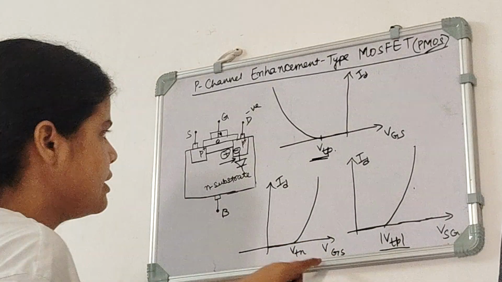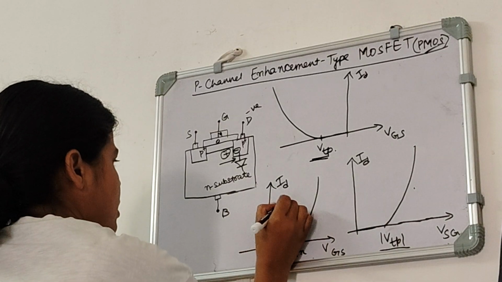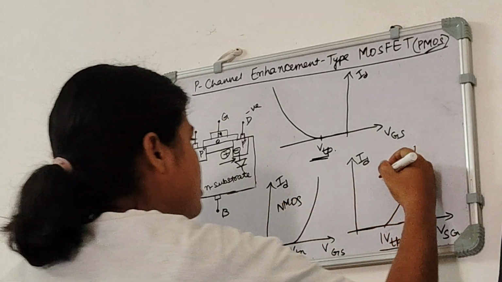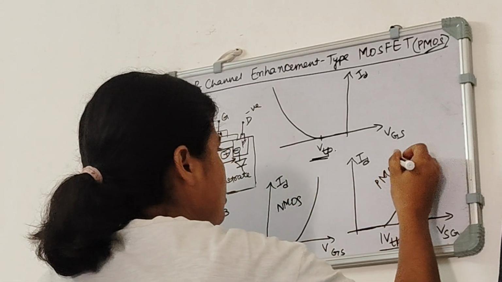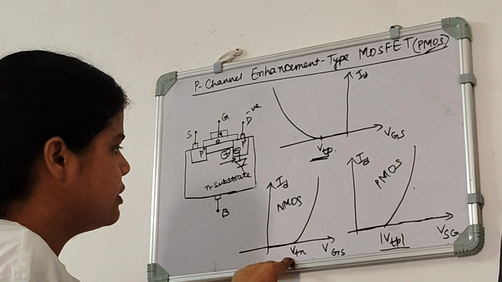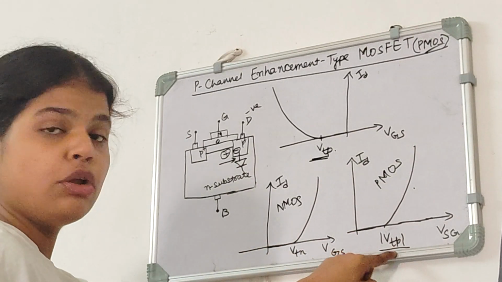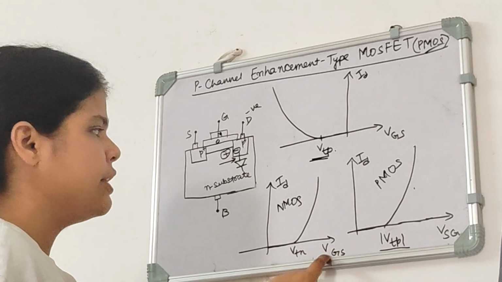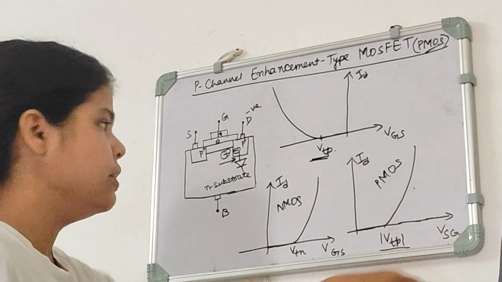So the only difference is that this one is for NMOS and this one is for PMOS. The only difference in these two graphs is that instead of writing VTN, we are writing mod of VTP, and instead of writing VGS, we are writing VSG.